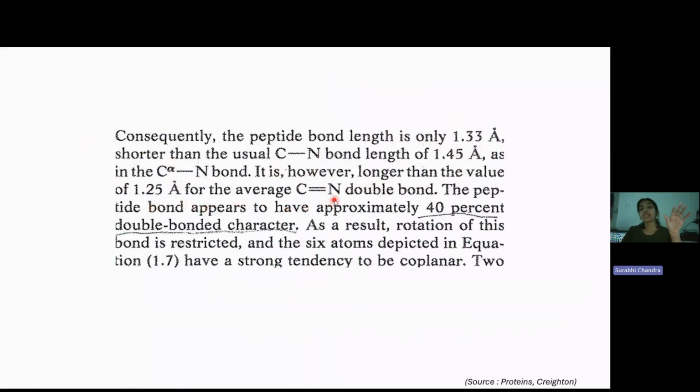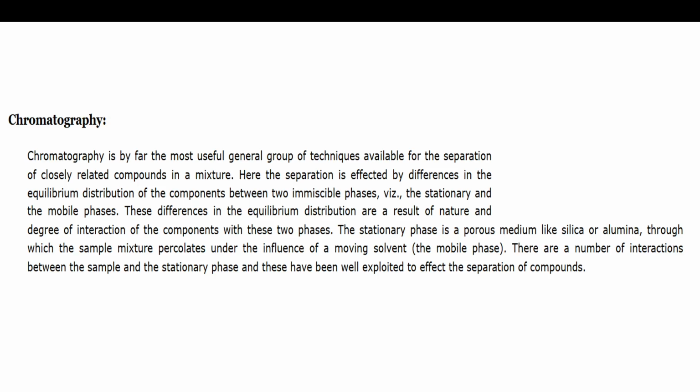So that is what we were talking about. The peptide bond length is only 1.33 angstrom, which is actually shorter than the usual C-N bond length, a longer distance, of 1.45 angstrom. However, it is longer than the value of 1.25 angstrom, which is average for a C double bonded N. So this value lies in between these two, the single bond length as well as the double bond length. So the peptide bond appears to have approximately 40% double bond character. So that is where they came up with the idea that it is getting delocalized.